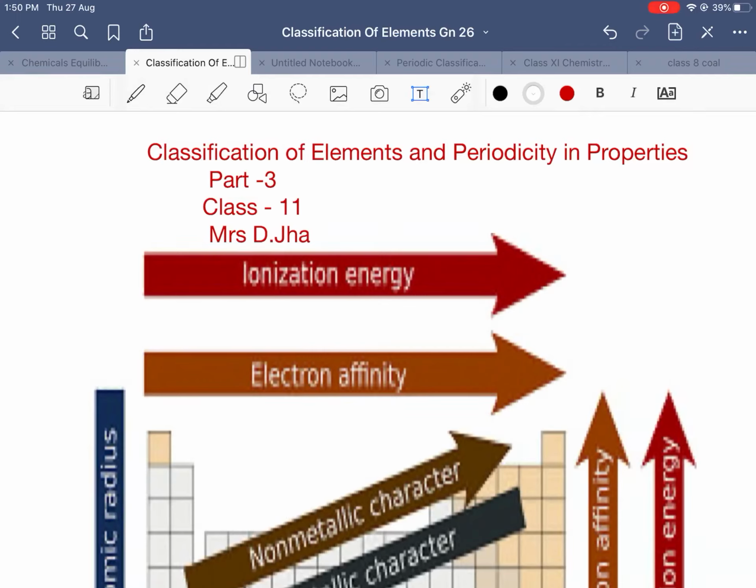Hello students, welcome to video part 3 of classification of elements and periodicity in properties. In the previous class we discussed atomic size, ionization energy and their trends. In this section we will discuss electron gain enthalpy, electronegativity and diagonal relationship.